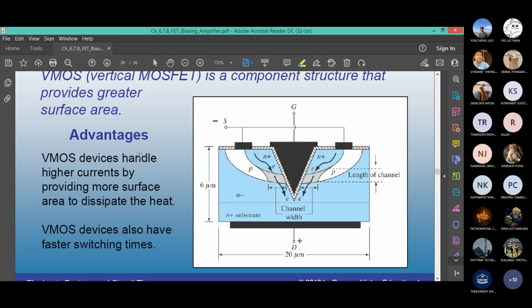So what are the advantages of BMOS? It can handle higher currents because of more surface area available. If you have more surface area, what happens? Any heat that is generated due to electricity conduction can dissipate away fast.